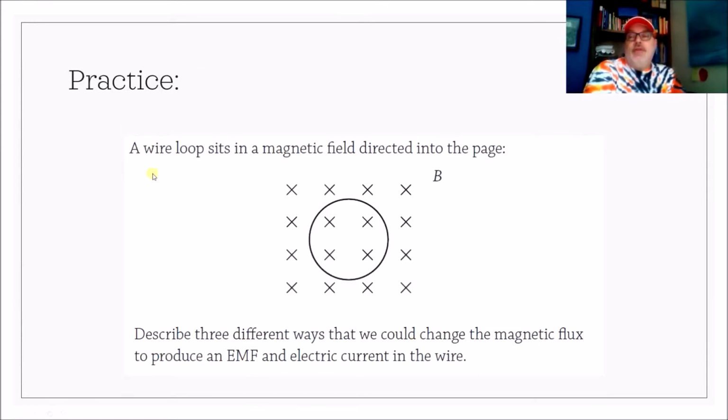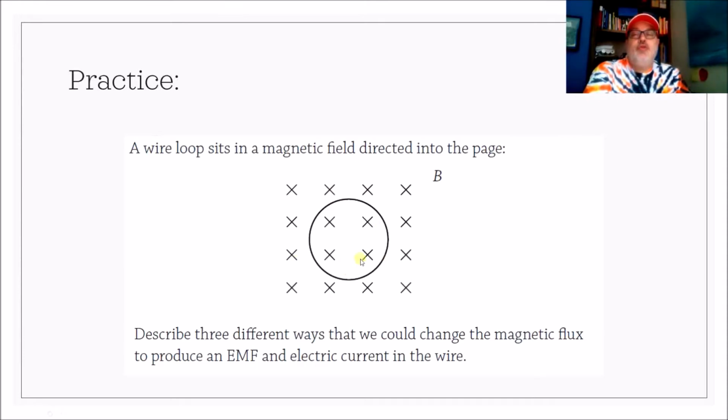So here's practice. A wire loop sits in a magnetic field directed into the page. So here's our X's for the magnetic field. Okay, describe 3 ways that we could change the magnetic flux and produce an EMF and electric current in the wire. There's actually lots and lots of ways to do this.